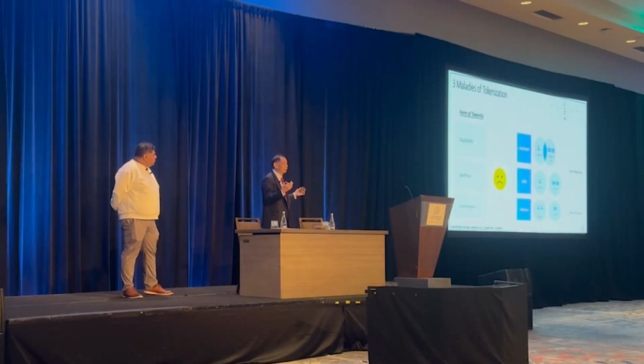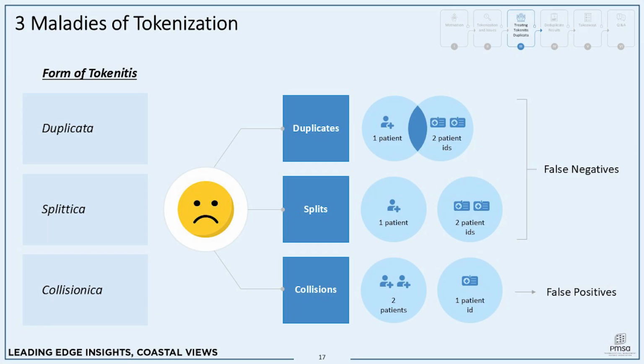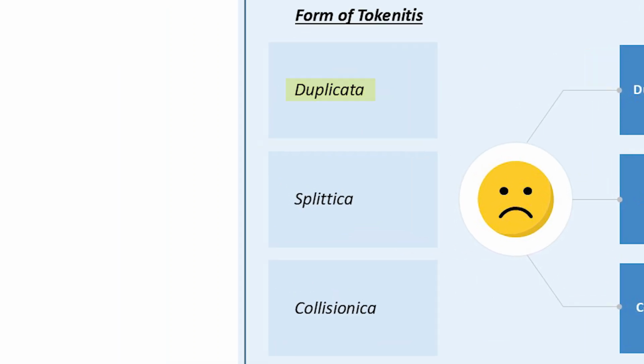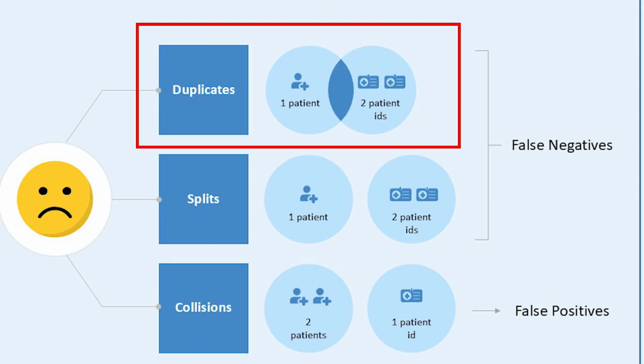So when you look at the disease of token, let's call it tokenitis, we have 3 forms of tokenitis. The first one, which we're going to look at here, is Tokenitis duplicata. It means that the same patient has multiple patient IDs and they overlap in the claims.